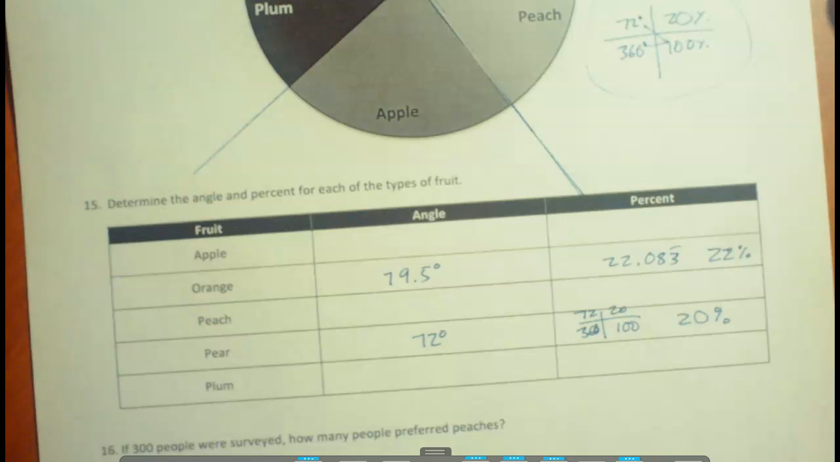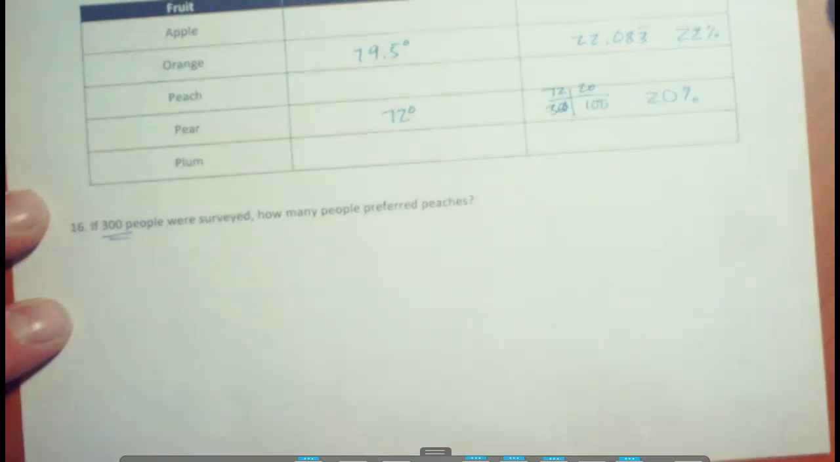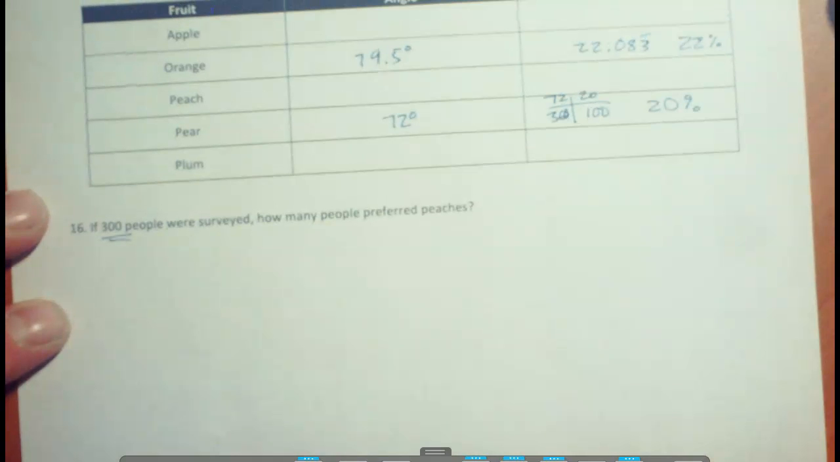Don't forget there's a question down at the bottom. Another type of box question. If 300 people were surveyed, how many people would prefer peaches? Once you have those answers, you should be able to go ahead and figure that out once you have the percentages. All right, thanks, bye.